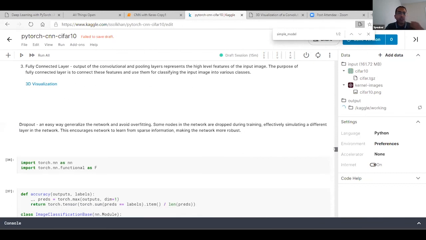There are other concepts like dropout, which gets into something called overfitting. If I get time, I'll get into it, but I want to start showing some code here.